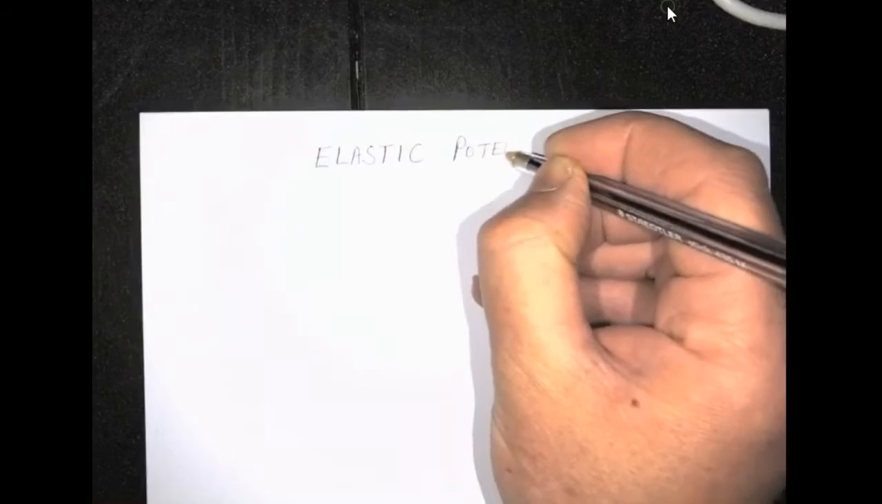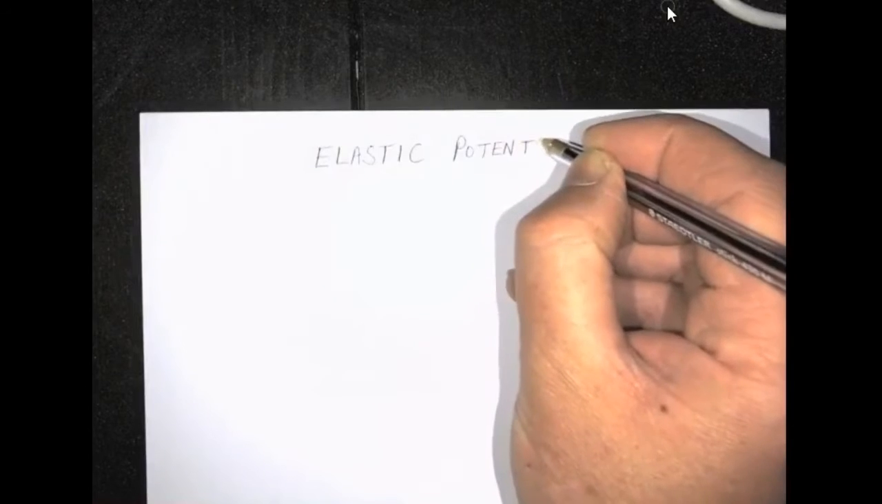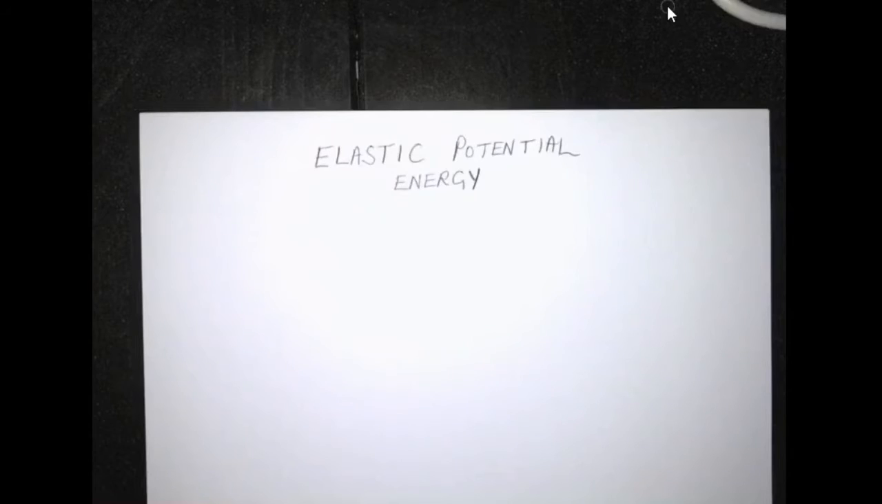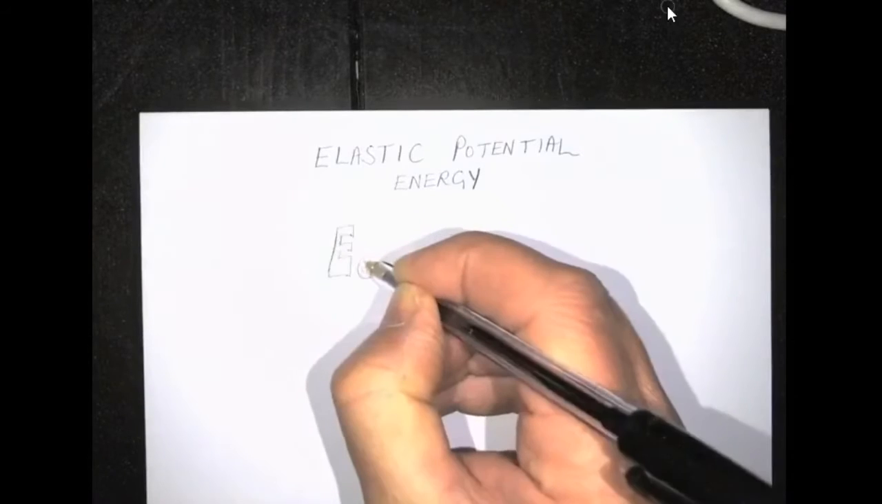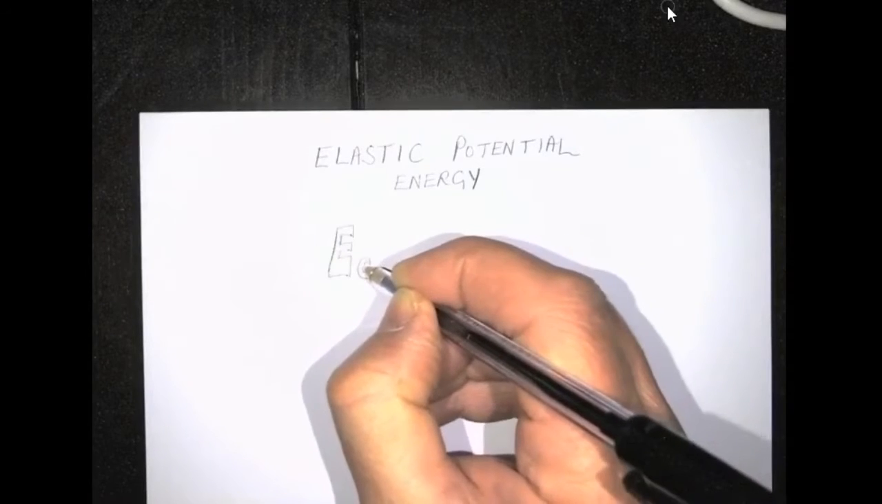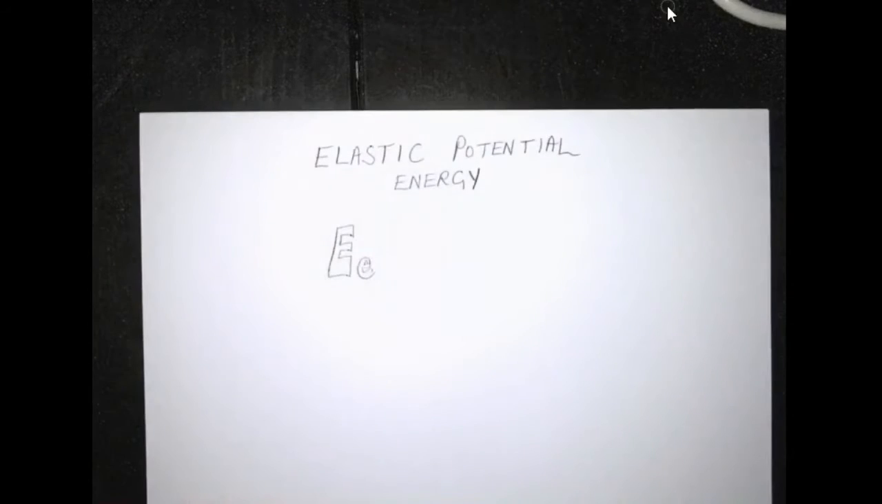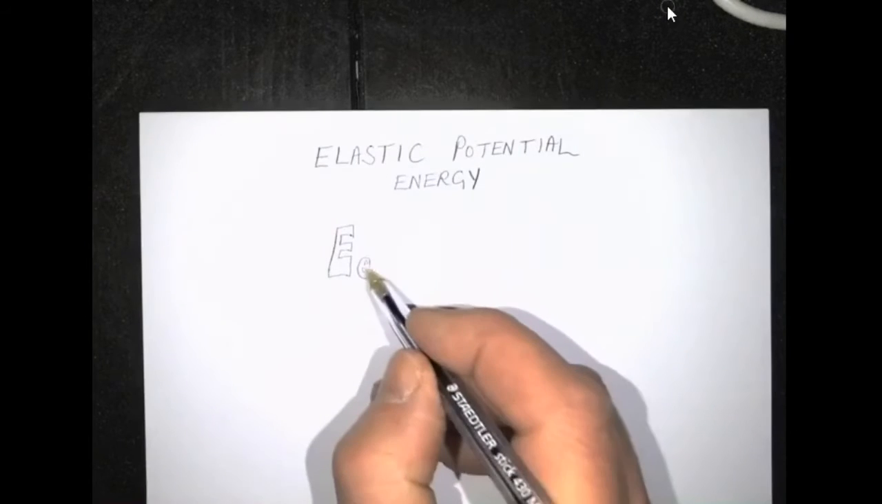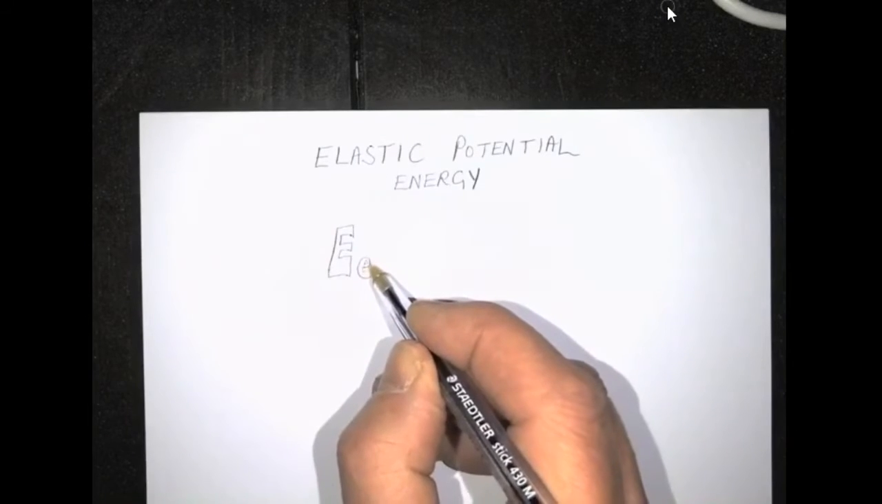Okay, let's take a closer look at elastic potential energy. The equation for elastic potential energy is E equals half k e squared. I'm going to put a little subscript on the E here to indicate that it is elastic energy.